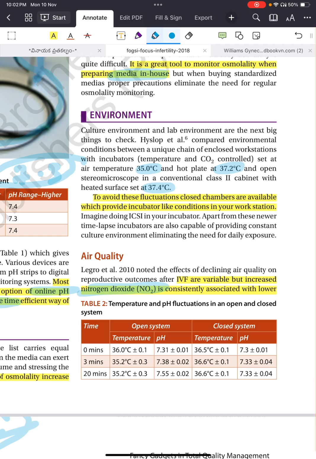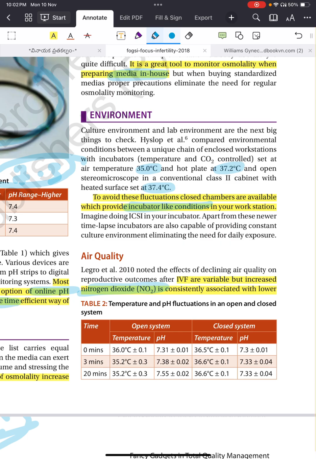He concluded that if you keep an incubator-like condition, then the fluctuations will be less. In incubator-like conditions, if you keep the air temperature at 35 and a different hot plate at 37.2, then that will be helpful to maintain good embryo formation. Okay, that's about temperature. Coming to air quality.